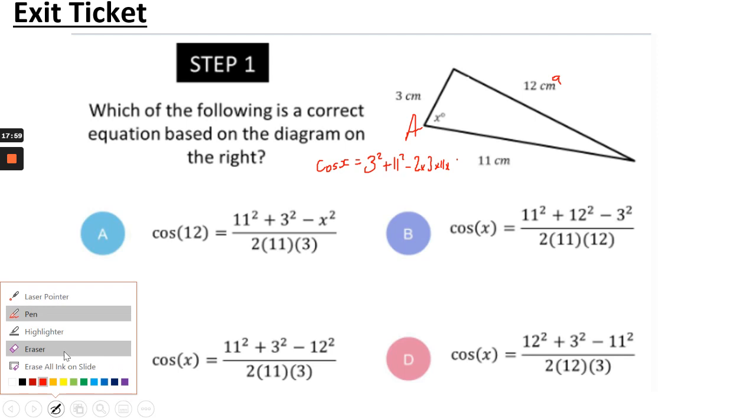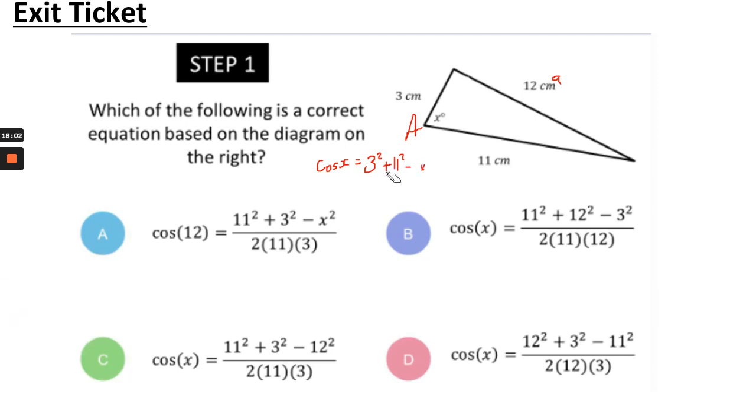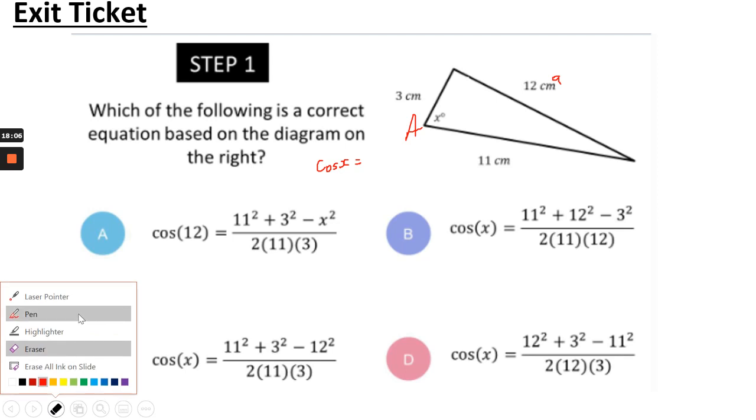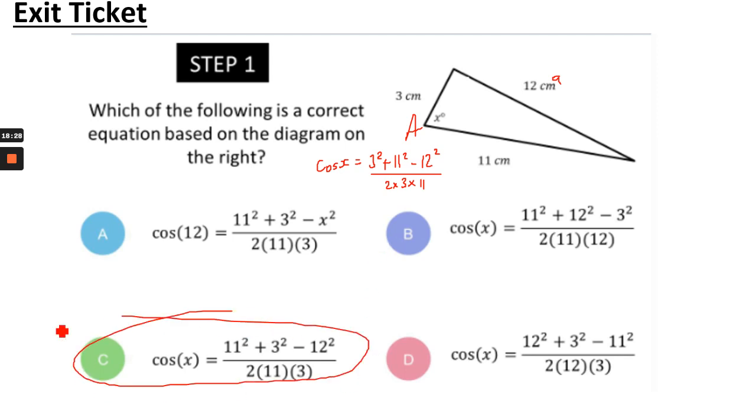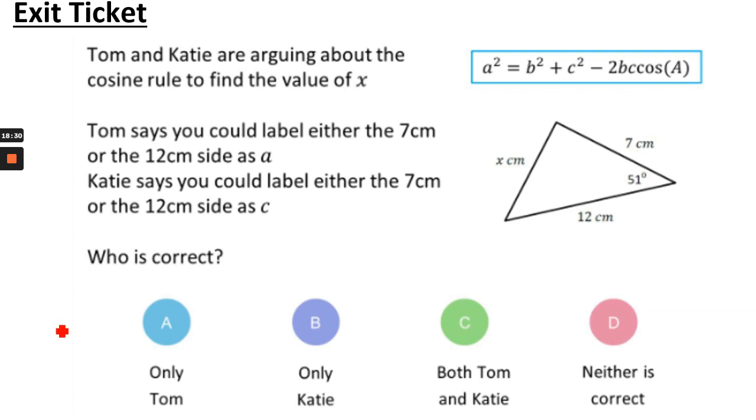Bear with me. So we're working out an angle, aren't we? So it needs to be B squared plus C squared minus A squared, all divided by 2BC. So which one looks like that? So we need 3 squared plus 11 squared minus 12 squared. So it's going to be this one here. Okay, the last one.